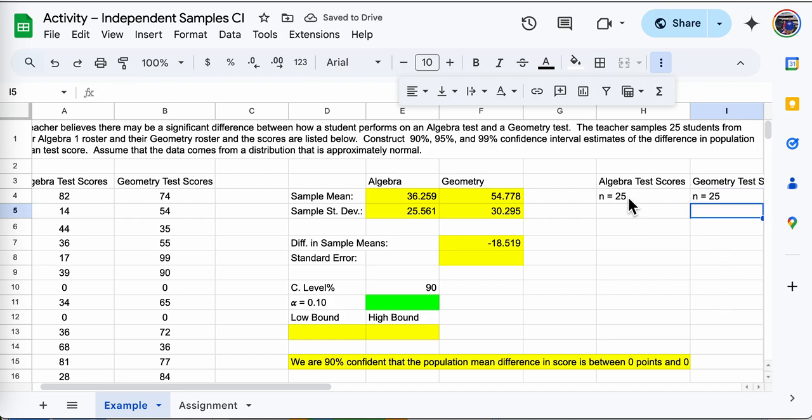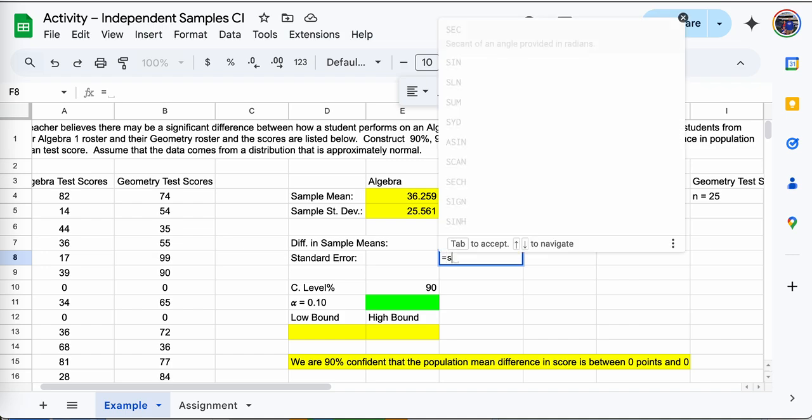Right, if you want to actually reference these numbers, you might not even want to put the n equals. You might just put a 25 and then call that cell. But since we're only going to do that calculation once, I didn't think it really mattered. Right, and the numbers are right here, so we can just jump right to it.